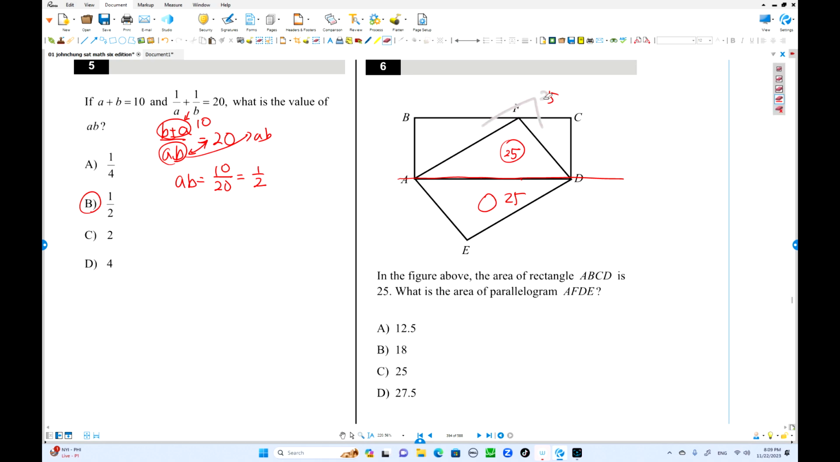Oh, I'm sorry, this is 25. Total area is 25, okay? So each one is 12.5. This is another 12.5, okay? Yeah, the sum of these two is 12.5. Total is 25. That is the answer, okay?